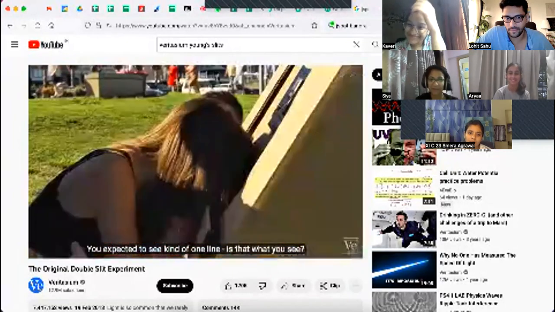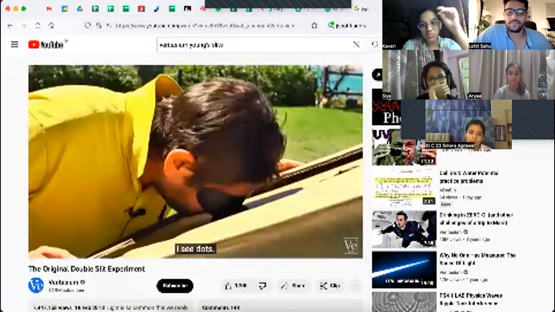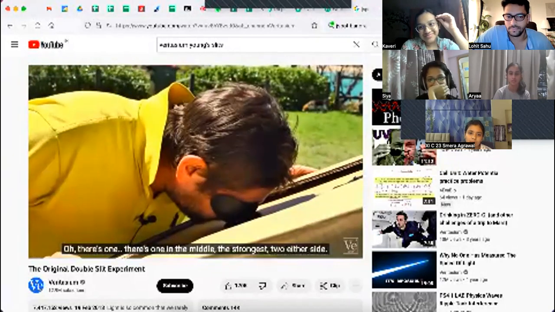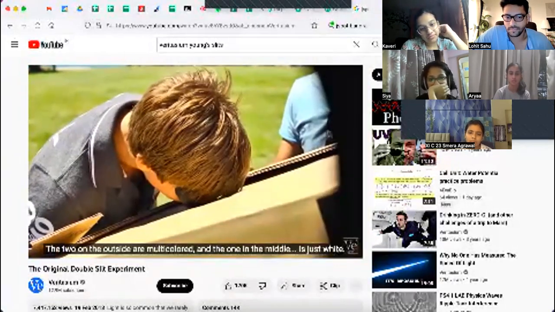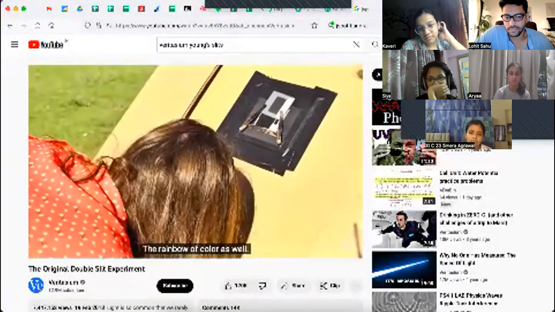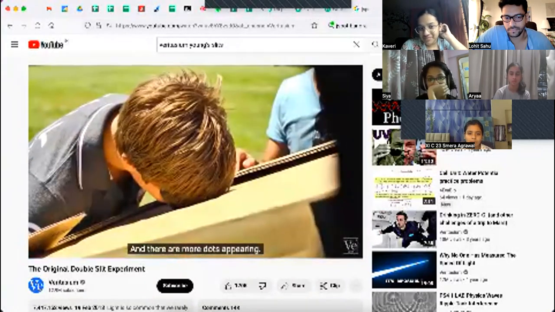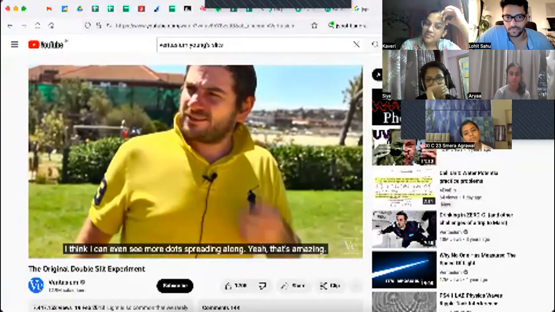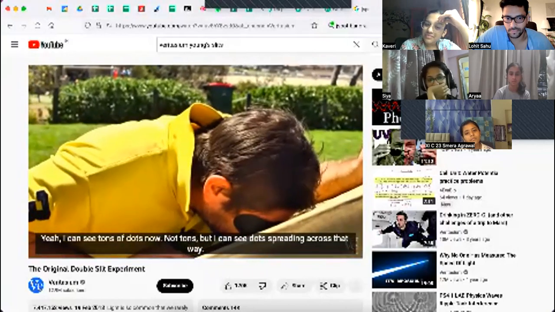You expected to see kind of one line. Is that what you see? No. I see dots. How many? There's one in the middle strongest, two either side. The two on the outside are multicolored, and the one in the middle is just white. It's kind of a rainbow? The rainbow of color as well. Quite a few colors and lots of little dots. Like there are more dots appearing. I think I can even see more dots spreading along. Yeah, that's amazing. I can see tons of dots now.